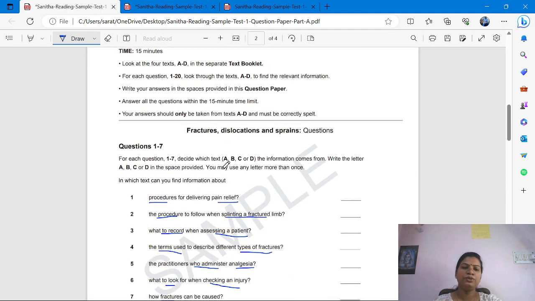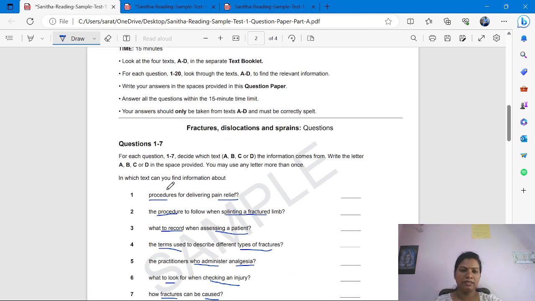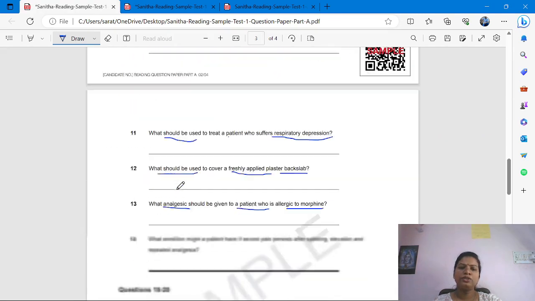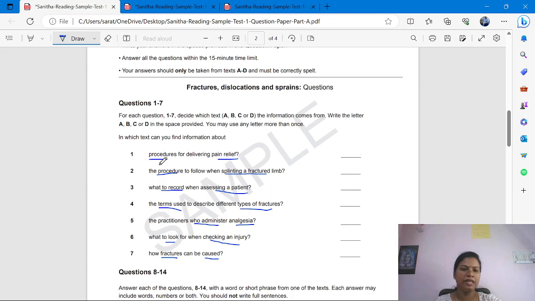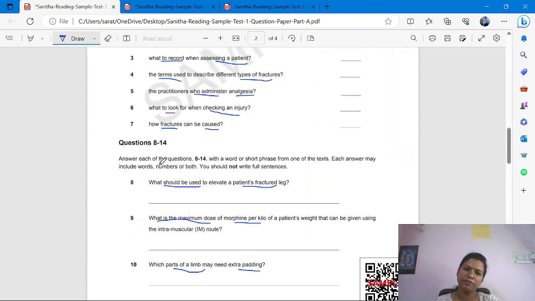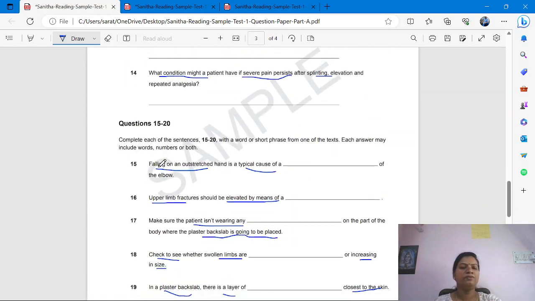Then what you have to do? You have to come to the question. I usually prefer to start from 15 to 20. You can start from the beginning also, either from the beginning or from 15 to 20. Here I am going to start from 15 to 20. Falling on an outstretched hand is a typical cause of a ___ of the elbow.